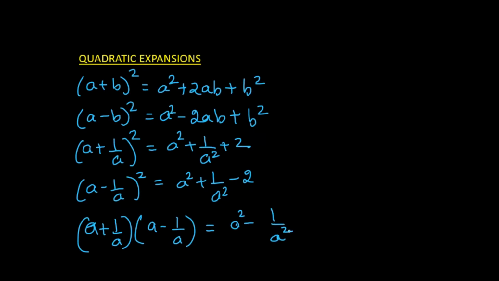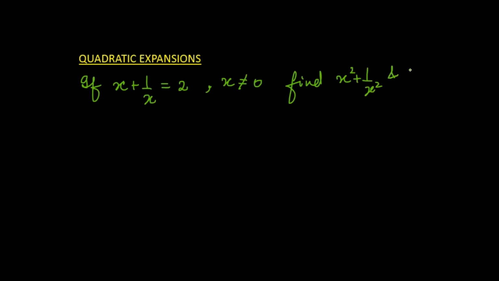Using all these identities here, we will be solving some of the examples. So let us take example 1. If x plus 1 by x is equal to 2, and it's given that x is not equal to 0, we have to find the value of x square plus 1 by x square and also the value of x to the power 4 plus 1 by x to the power 4. So we will begin first by finding the value of x square plus 1 by x square.